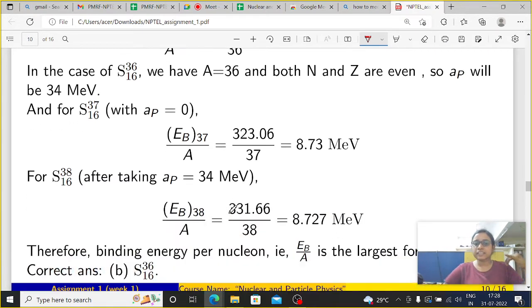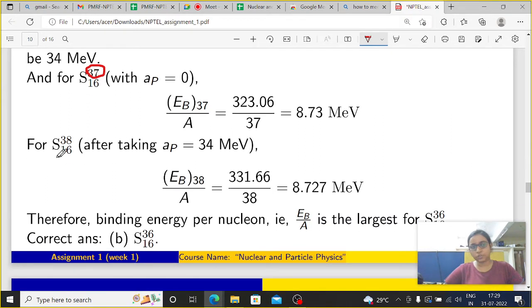And for the other two cases also we can write here 1637 as 37. You can see that 37 is basically an odd number, so that's why AP will be 0 here. And after calculating the binding energy and dividing it by 37, we can have 8.73 MeV value for binding energy per nucleon of S1637.